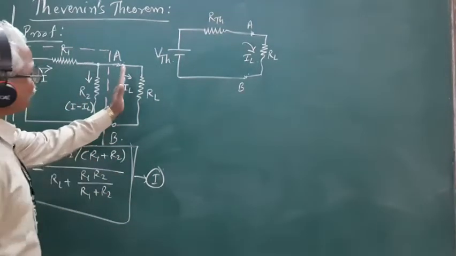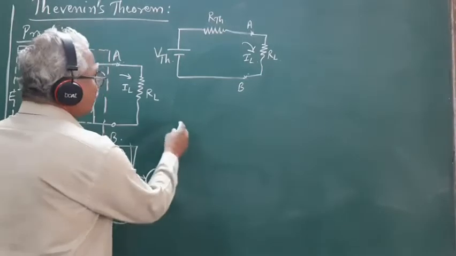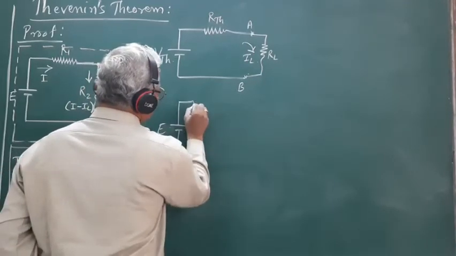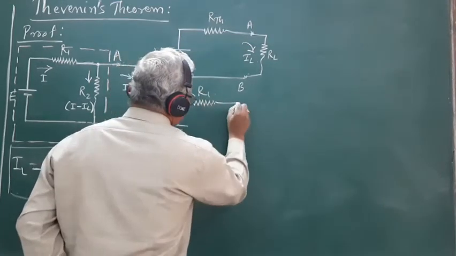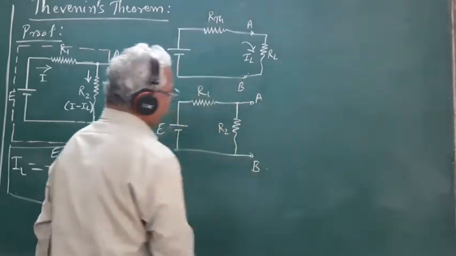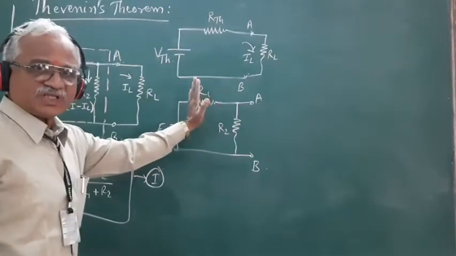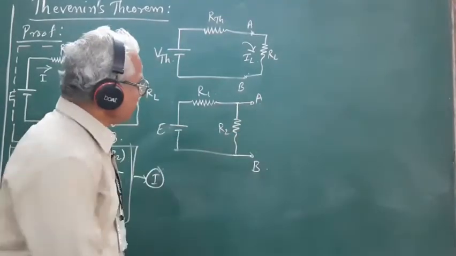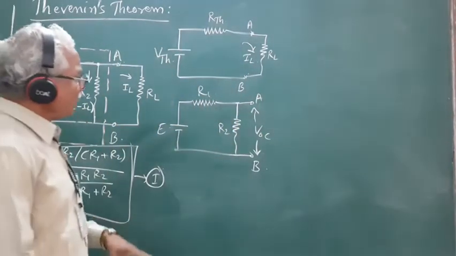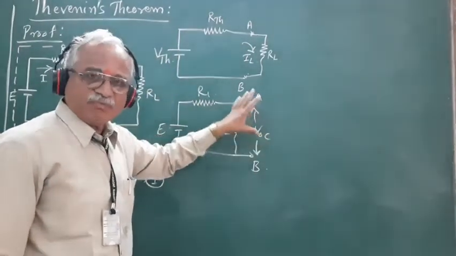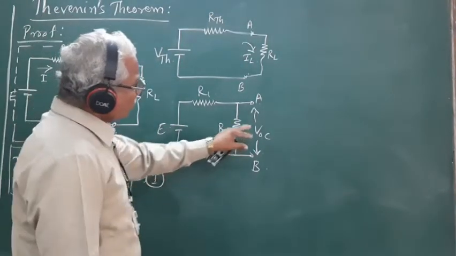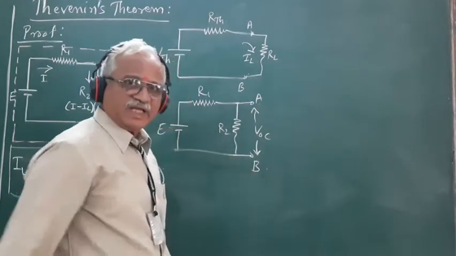So if we remove the load resistance RL from the terminals A and B, the network we get is of this type. We have this source E, the resistance R1 and the resistance R2 connected here, and the terminals A and B are open circuit. When we remove this load resistance from the terminals A and B, they get open circuit. So whatever is the open circuit voltage across the terminals A and B, that gives the value of VTH or V equivalent.